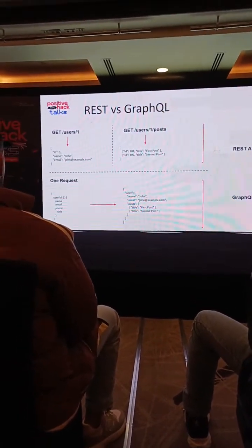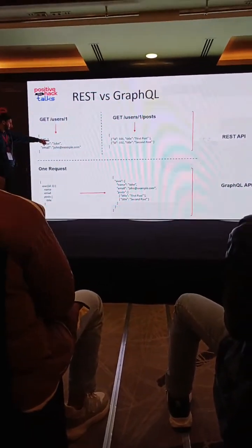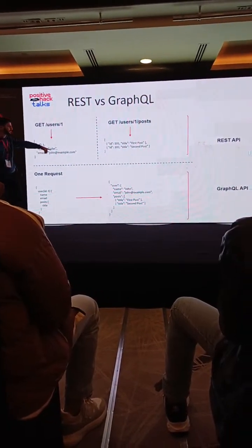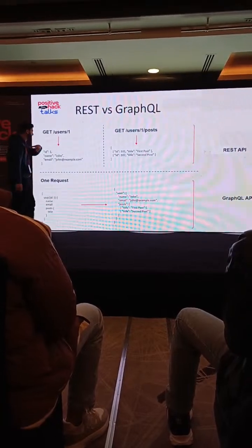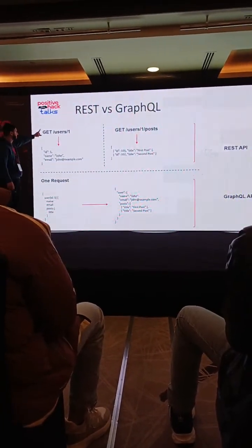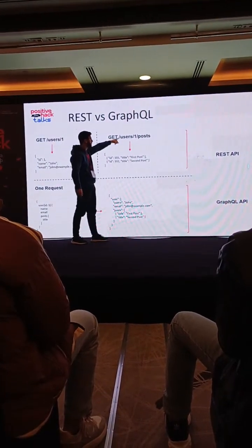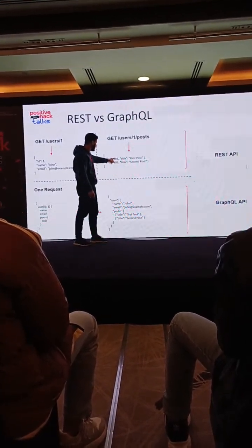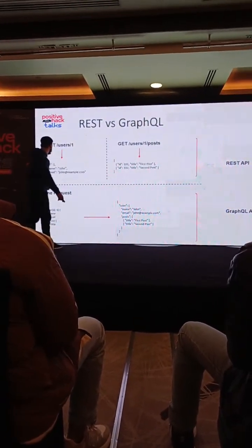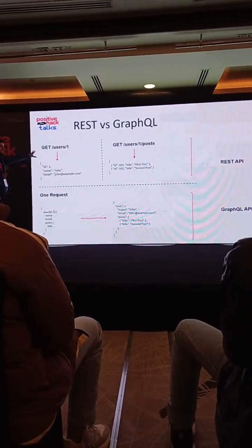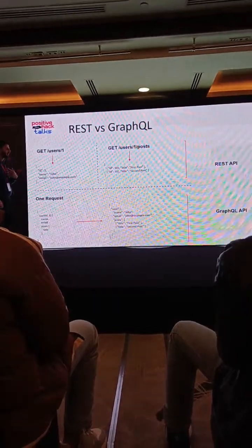So this is the problem that we talked about before. Here I need the first name, the email, and the title of the post. This is what I need. I make a first GET request for the first user and another GET request for the first user's posts. I don't need this field, and I also don't need this field. So this is overfetching, and we're making a lot of requests to get our data back.